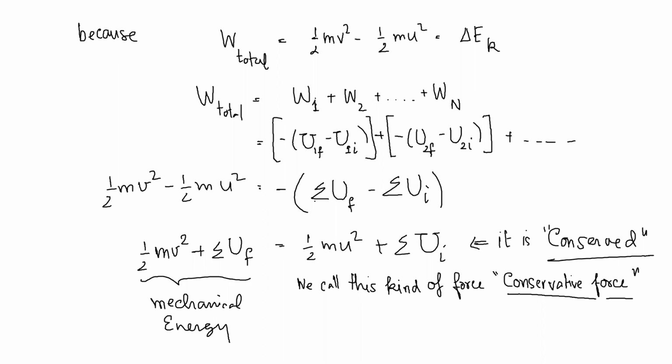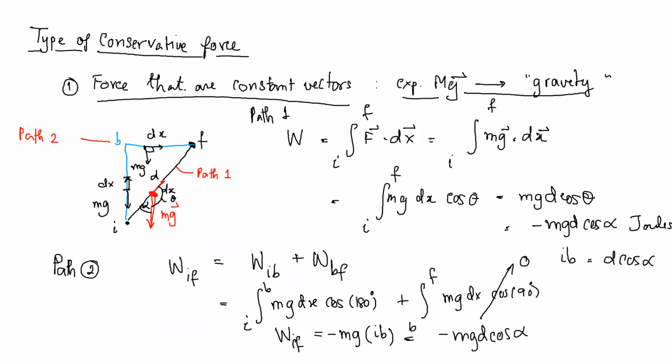Now, you see that the types of force that are conservative are, for example, the first one, forces that are constant vectors, such as gravity, the gravity force on the Earth's surface. Well, it is mg, which is a constant vector.